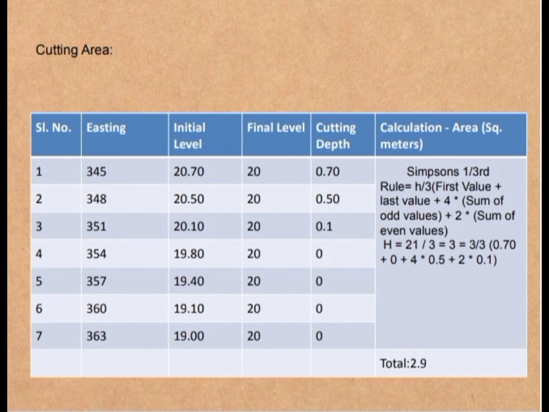So the formula is h over 3, the first value plus the last value plus 4 times the sum of the odd values plus 2 times the sum of the even values. So here h is equal to 21 over 3, which is equal to 3. Then 3 over 3, open parentheses, then we have 0.70 plus 0 plus 4 times 0.5 plus 2 times 0.1. In all, if you total that, the total is 2.9 in cutting area.